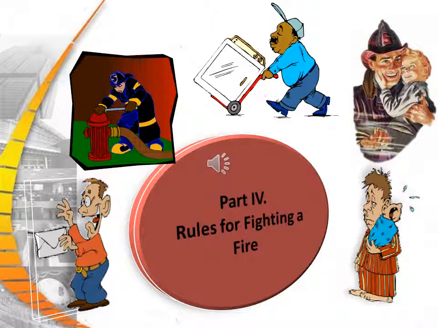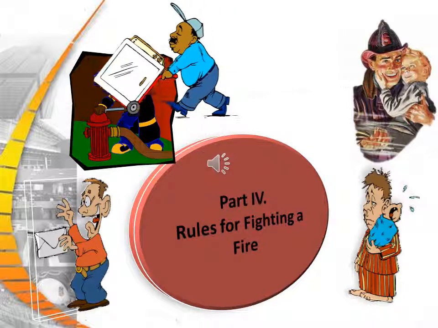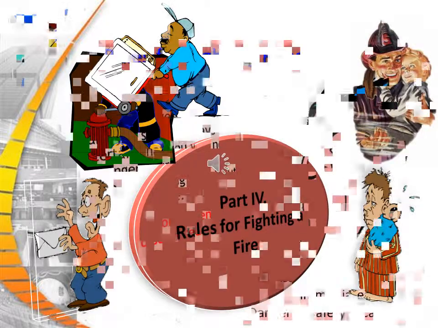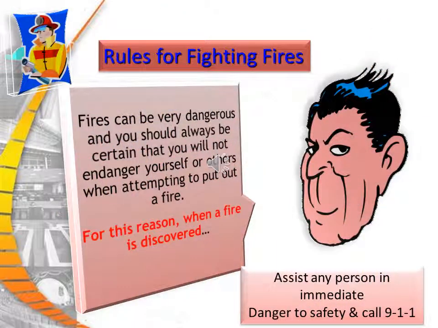Part 4. Rules for fighting a fire. The number one rule in fighting a fire is assisting any person in immediate danger of safety, if it can be accomplished without risk to yourself. Fires, of course, are very dangerous, and you should always be certain that you will not endanger yourself and others when attempting to put out the fire. For this reason, when a fire is discovered, assist any person in immediate danger and then call 911.